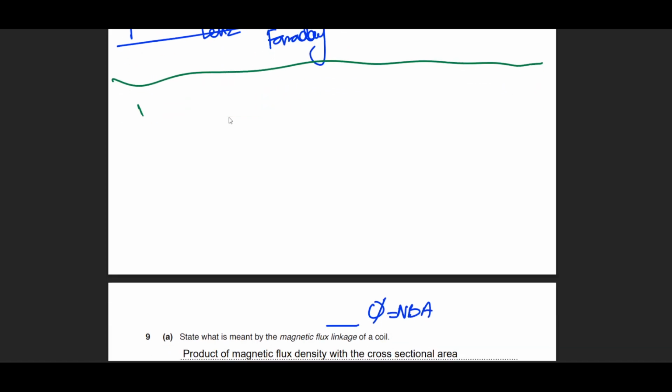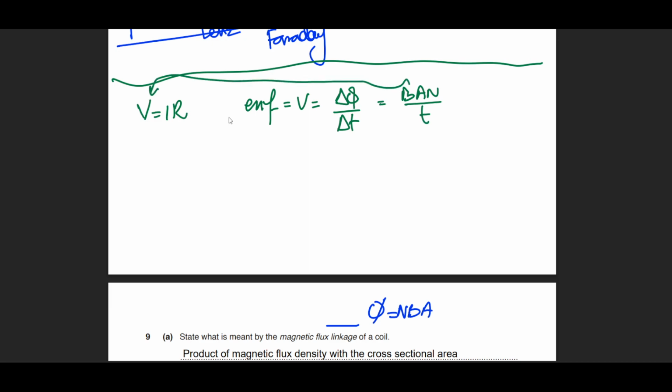Let's see to that. So we have the formula V equals IR, and we have the formula that EMF, which is basically voltage, is equal to rate of change of flux divided by rate of change of time. So if we place this as BAN divided by T, and since this is voltage, let's place it over here. What do we get? We get BAN divided by T equals IR.